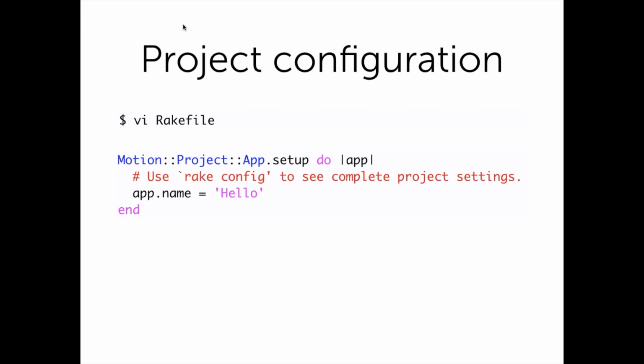For example, on iOS, you can customize the code sign certificate or the provisioning profile by changing the app.codesign_certificate or app.provisioning_profile in your Rakefile. So everything that you can do in Xcode or Android Studio, you can do it here in the Rakefile. And it allows us to have the entire project configuration in one place, which is very cool. And you can type rake config to see the complete project settings, including the defaults that we generate for you.